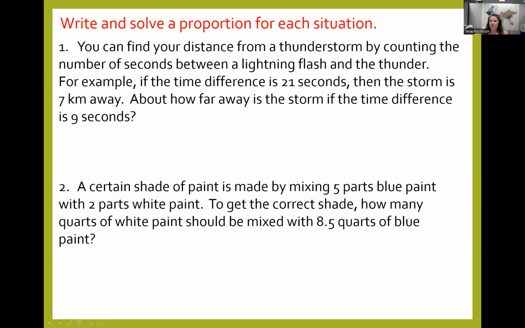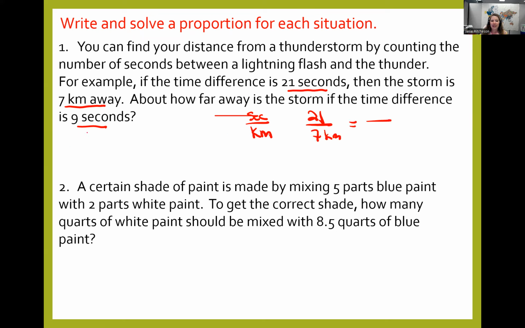You can find your distance from a thunderstorm by counting the number of seconds between a lightning flash and the thunder. For example, if the time difference is 15 seconds, then the storm is 7 kilometers away. About how far away is the storm if the time difference is 9 seconds? All right, we can do seconds over kilometers, or we could do kilometers over seconds. It doesn't matter, but you got to be consistent. So we got 21 seconds over 7 kilometers.